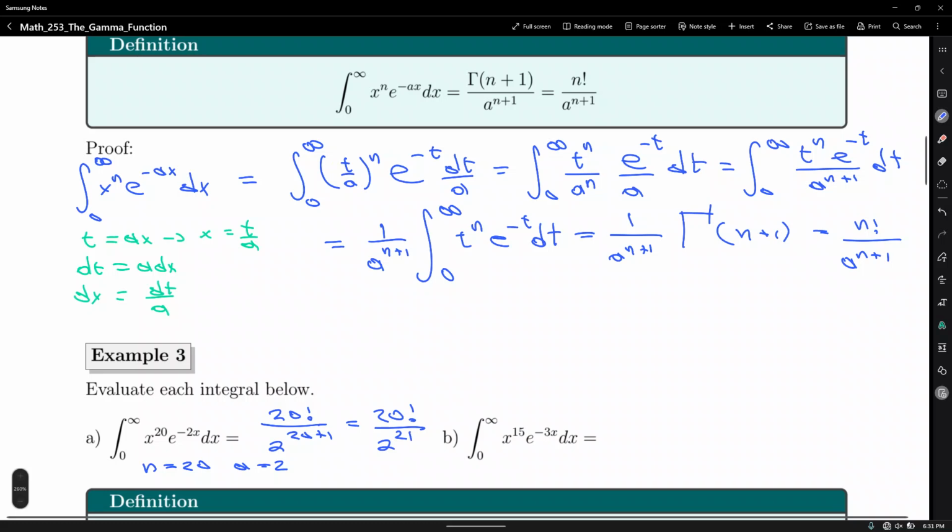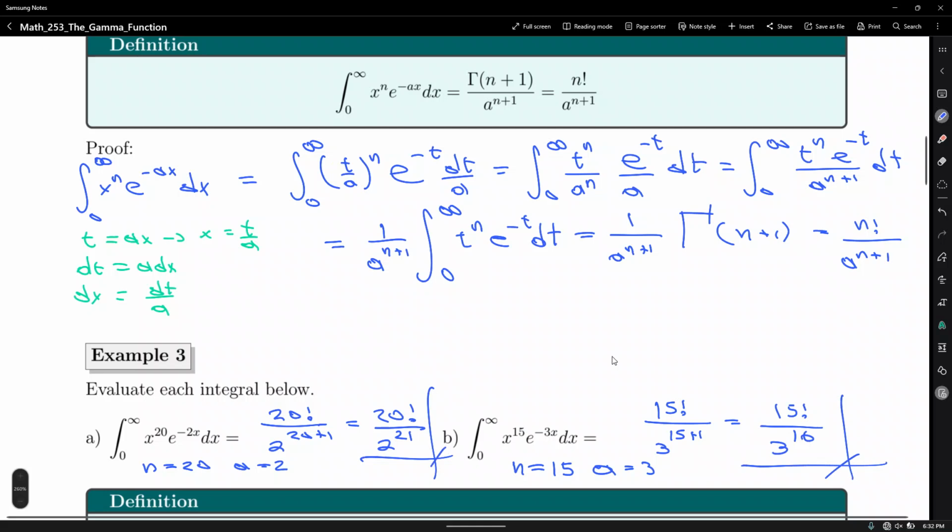All right. I think you may end up getting a nice result anyway, but just leave it. Just want you to see how the gamma function works. All right. So n equals 15 for part B and a equals 3. So this is 15 factorial divided by a, which is 3, raised to the n plus 1, which is 15 plus 1, which is 15 factorial divided by 3 to the 16. Final answer. All right. And I think this is a good place to quit.